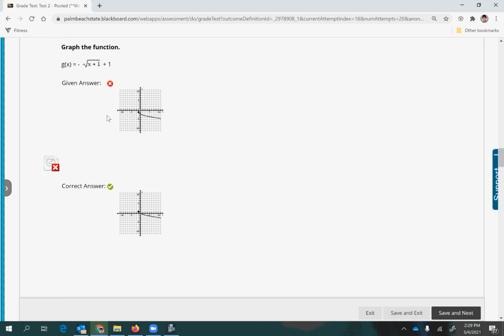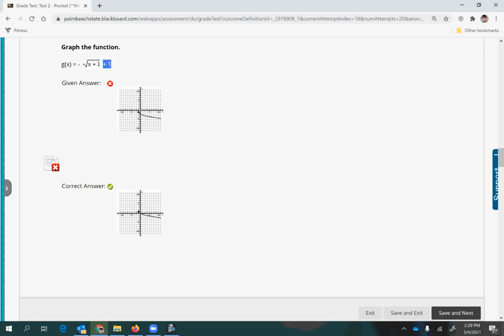And this one here, with the negative out front, you did choose a flipped version of the usual square root of x function. So that was good. You have it upside down. That's good. Then you have on the outside +1, so it should have moved up. And I see that you have it below the x-axis. So it should be above the x-axis because it's moved up. And because of the +1 on the inside with x, it should have moved to the left, which you did get that part right on this one.